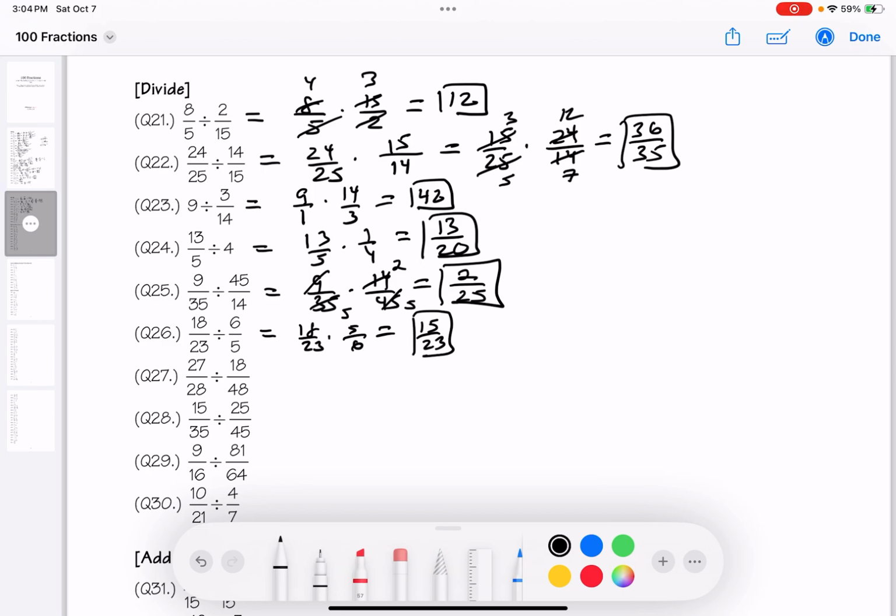All right, for some students, the crossing out is confusing. For other students, crossing out is necessary. Whatever you need to do the problem, all right?